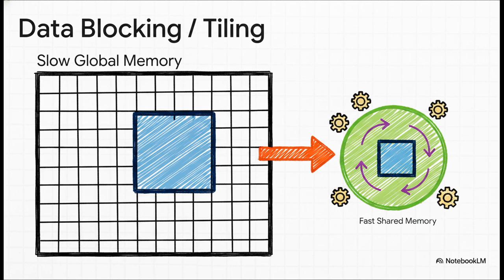Instead of grabbing single numbers, we partition our vast data matrices into smaller, manageable tiles. We take one tile from the slow global memory, copy it into that lightning-fast shared memory, and then, here's the magic, we force our multi-threads to reuse that exact same data block for as many calculations as possible before we ever load the next tile. By reusing the data, we drastically reduce our memory traffic. This artificially skyrockets our arithmetic intensity and pushes our performance right up to the top of the roofline.